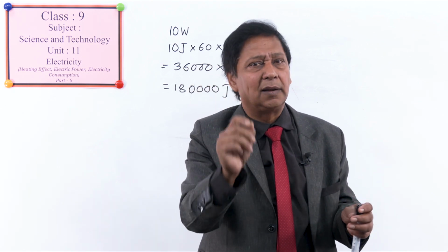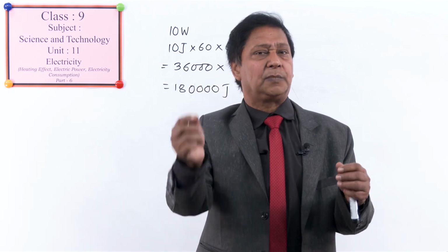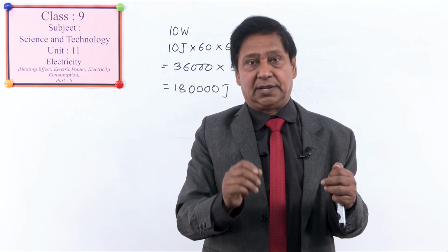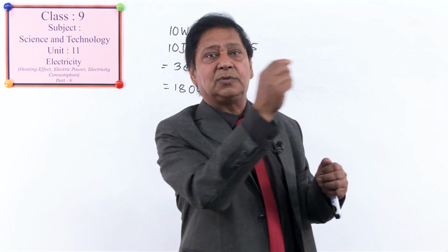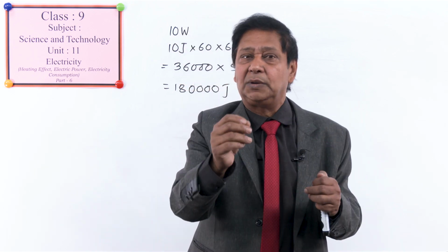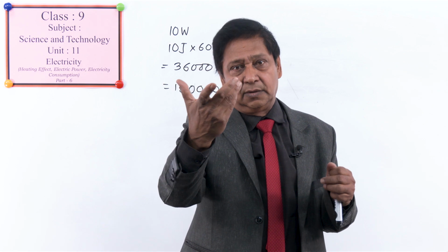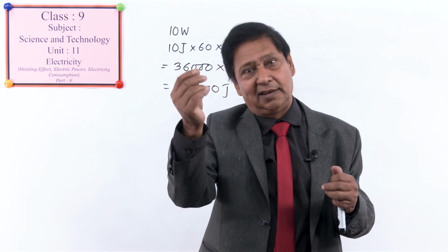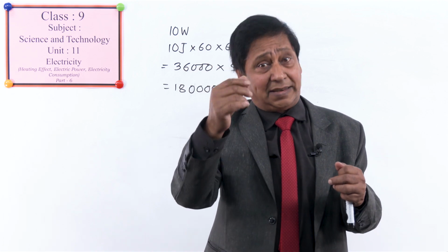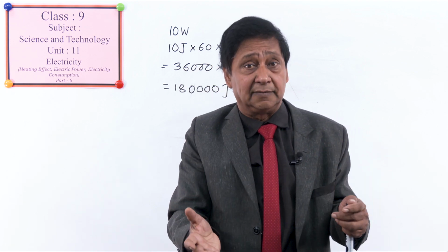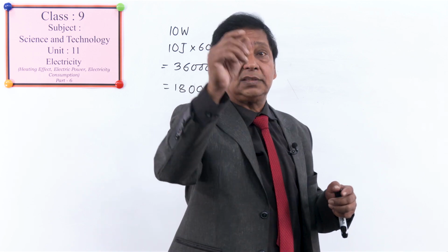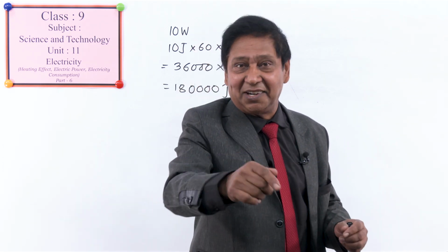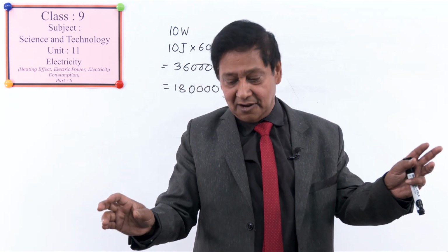Joule is a very small unit, and it cannot be used to measure electrical energy consumed in a household circuit. The distance from Kathmandu to Dharan cannot be measured in millimeter. It comes to a few lakh. Kathmandu to Pokhara cannot be measured in millimeter. It will be better to have kilometer, not even meter. So we are not using this joule. The SI system is not used in this particular case.